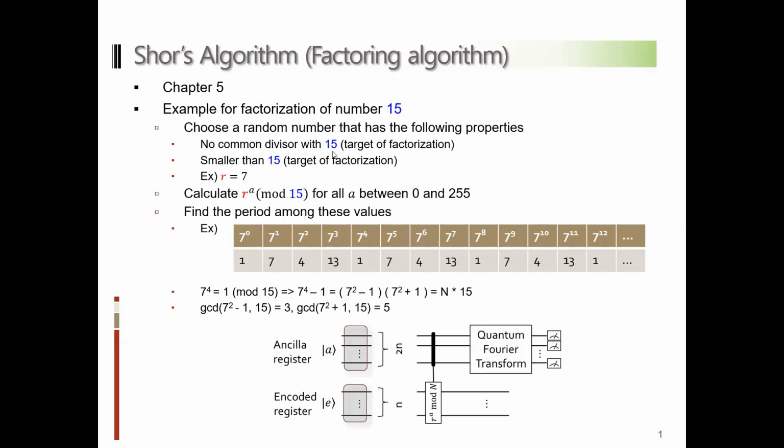The essence, or the outline, of Shor's algorithm generally starts with some random number which has nothing to do with the number we want to factorize. Then we create a superposition of all 0, 1, 2, 3, and so forth up to 255, using that value as an A. And then we calculate the power of 7 within the frame of mod 15.